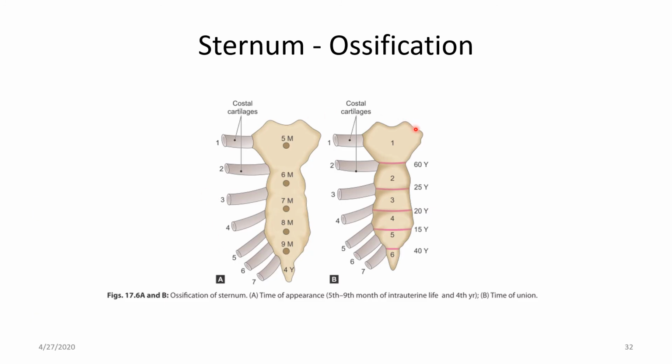In this picture, you can see the ossification of sternum. So, you can see the time of appearance of the ossification centers. For the manubrium in the 5th month of intrauterine life, for the body 6th, 7th, 8th and 9th months of intrauterine life, and for the xiphoid process 4 years after birth, and their union with one another at different ages starting from 15, 20 and 25 for the sternebrae and 40 years for the xiphoid process with the body, and around 60 years the ossification of manubrium with the body. The last one to unite is the manubriosternal.